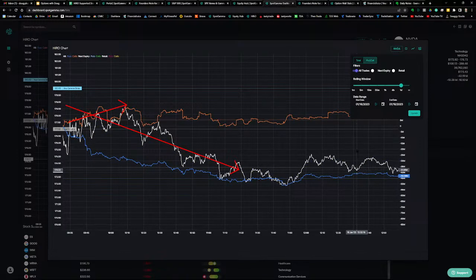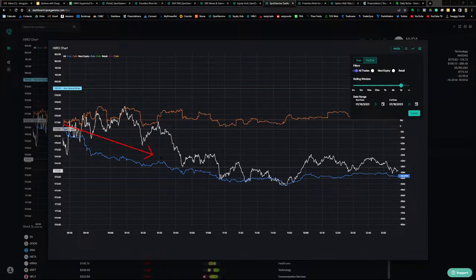And you can see separating out put and call transactions shows you that traders were buying puts from the open. And that even makes this divergence setup more clear.